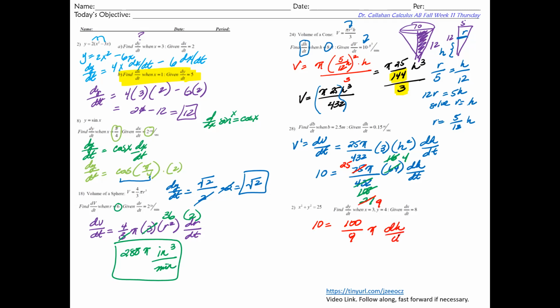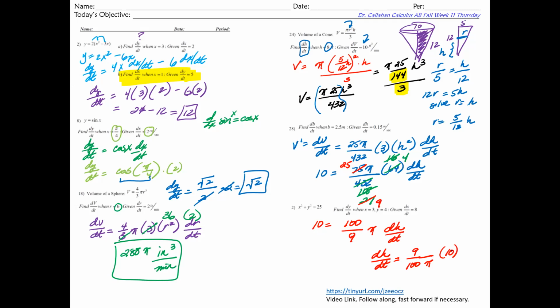dh over dt. And if I were to solve for dh over dt, dh over dt is equal to, if I were to get rid of 100 over 9, I would do a 9 times 100 on both sides. So 9 times 100, and then I'm going to have it divided by the pi, so my pi is going to be on the bottom now, and then 10 is still going to be on the same side.